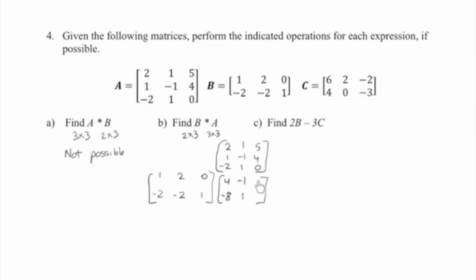And then finally, this entry is a combination of row 1 with column 3. So 5 plus 8 is 13, plus 0 is 13. And here we have negative 10 plus negative 8, that's negative 18, plus 0 is negative 18.